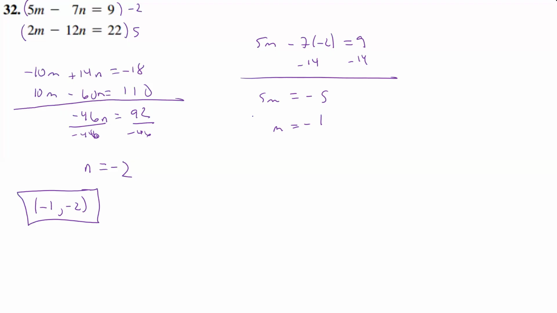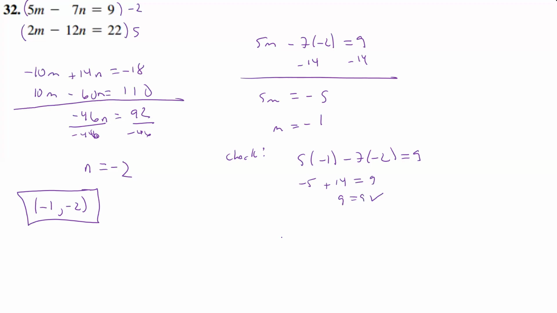Now, I'm going to check as always, to make sure we have the right answer. We'll take 5 times minus 1 minus 7 times a minus 2. That's supposed to be 9. So it's a minus 5. And then it's plus 14 equals 9. 14 minus 5 is 9.